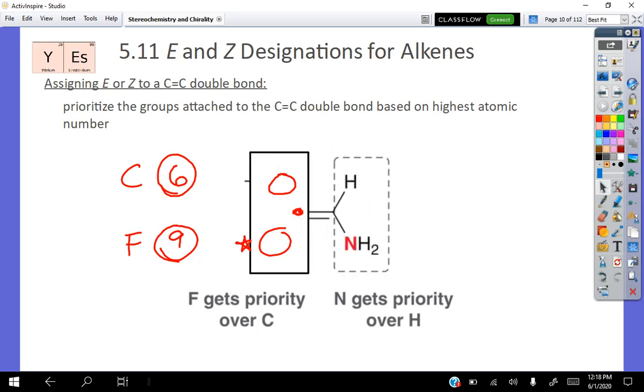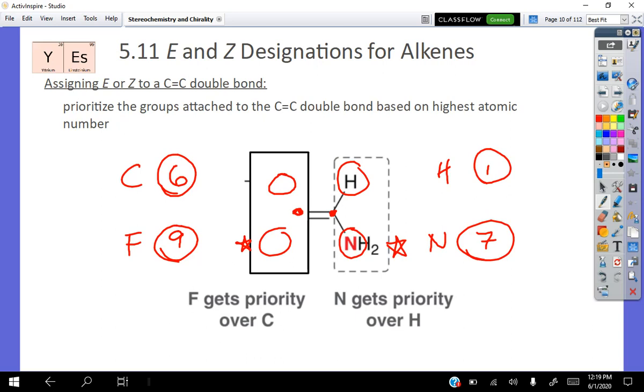Then I'm going to check the other side. At this carbon, I want to look at the first thing attached on each side. I have an N and an H. If I'm comparing N and H, H has an atomic number of 1, N has an atomic number of 7. 7 is a higher number, and so, as a result, N gets priority over H.